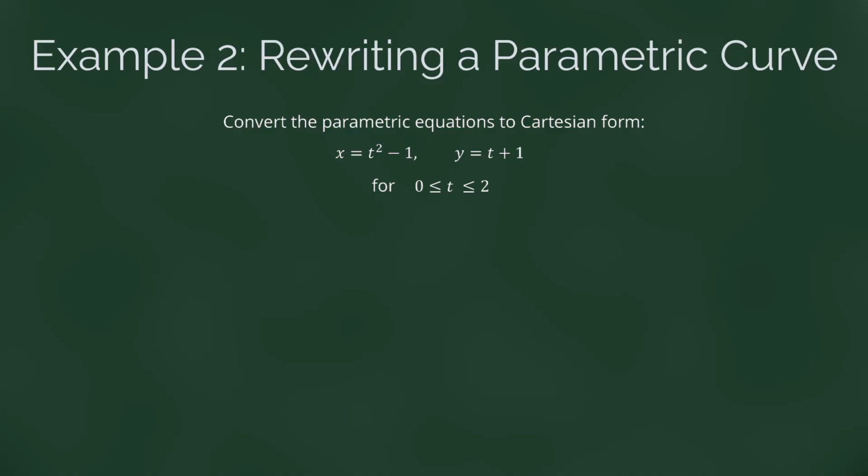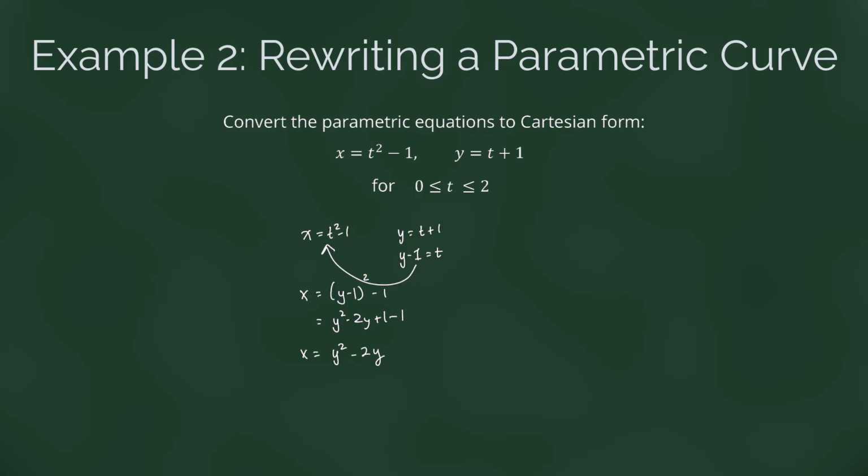So here, since we have that x is t squared minus 1 and y is t plus 1, notice that if we solve y for t, we get that y minus 1 is equal to t. We can then substitute that in to x to get that x is equal to (y minus 1) squared minus 1. If we multiply that out, we get y squared minus 2y plus 1 minus 1, or x is equal to y squared minus 2y.